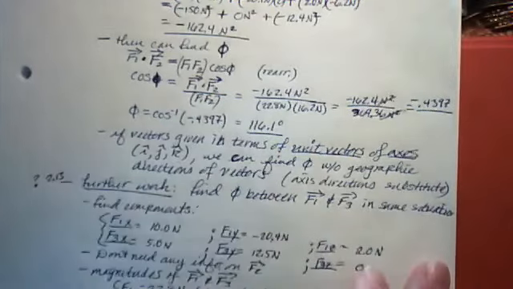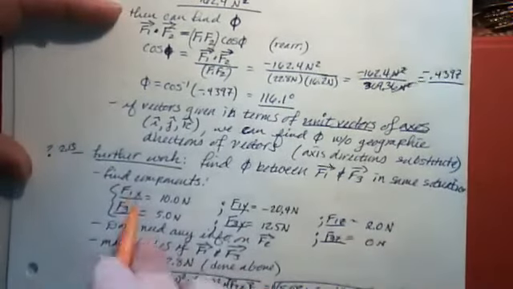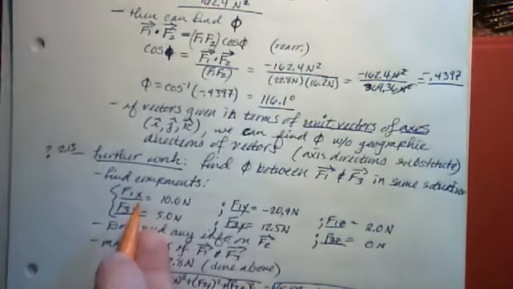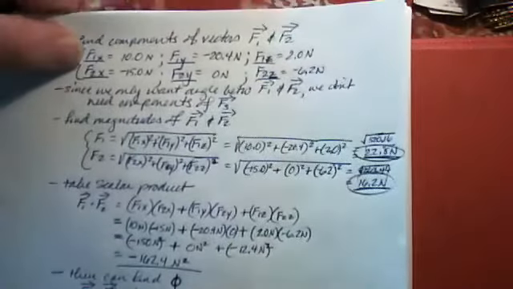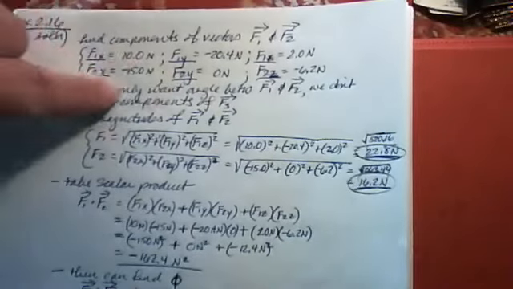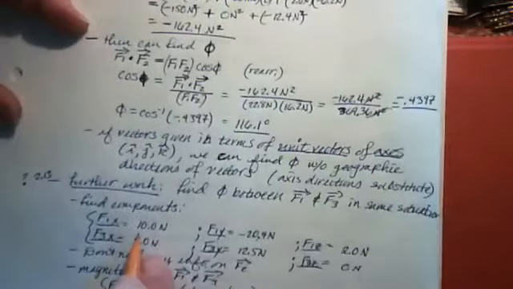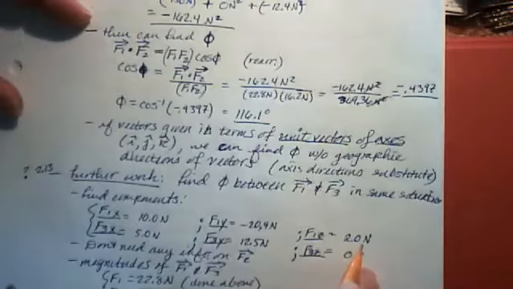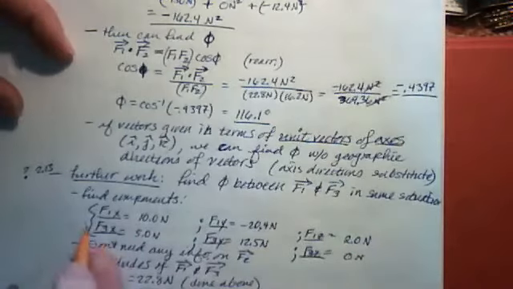Okay, if you're coming back now, then we find the x, y, and z components of the two vectors in question. Vector F1 was the vector that we used before, so the x, y, and z components are just the same as the top line here. X component is 10 newtons, y component is negative 20.4 newtons, and the z component is 2 newtons.